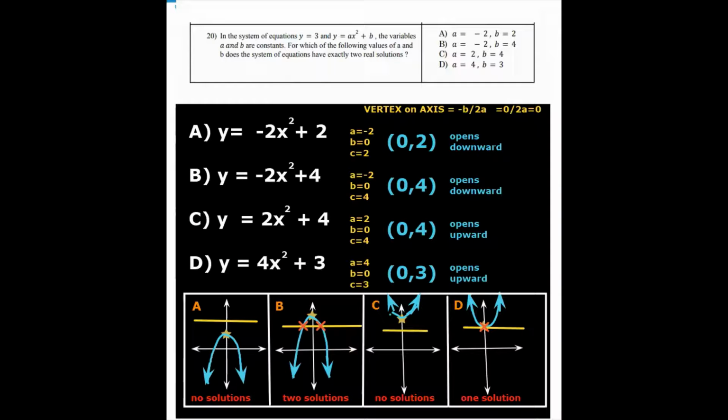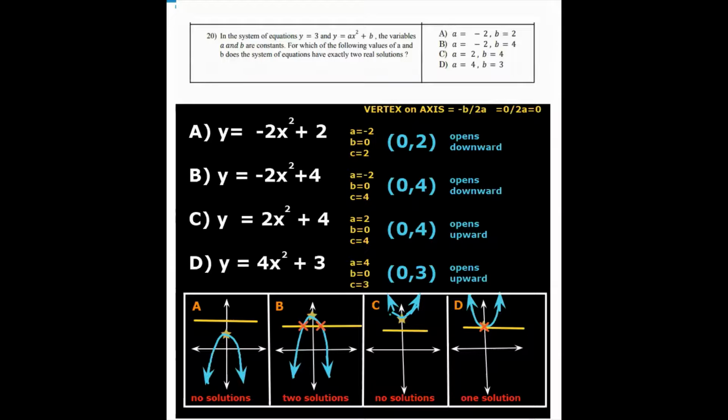Question 20. In the system of equations, y equals 3 and y also equals ax squared plus b, where the variables a and b are constants. For which of the following values of a and b does the system of equations have exactly two real solutions? Well, there's more than one way to solve this. You can solve it algebraically, putting a 3 in for y. But another way to do it is to graph them separately.